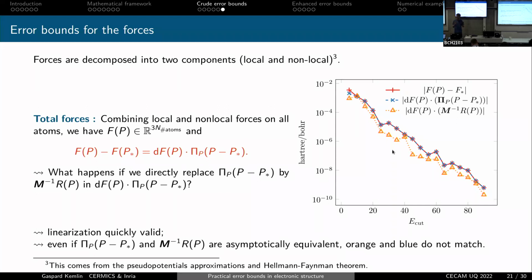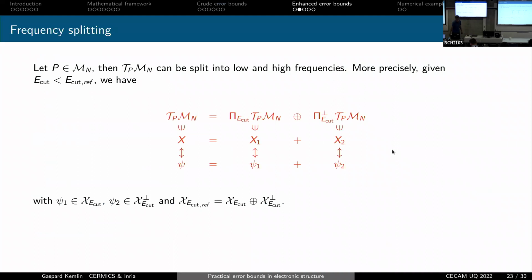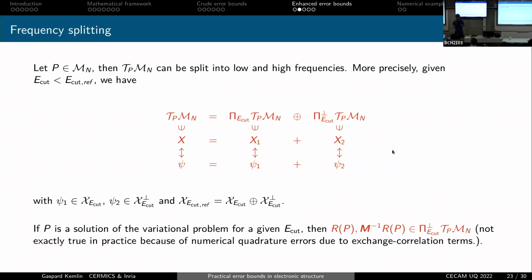And this is where the specificity of plane waves comes in. As we are working with plane waves, we're given some E-cut, we can split the reference space, the big one, between the space of wave functions which have Fourier modes smaller than E-cut, and then its orthogonal, the space of wave functions that have Fourier modes higher than E-cut. So it's kind of a low frequency, high frequency splitting. And if we do that, and we have a solution for the small E-cut space, then we know that the residual will only have components on higher Fourier modes, because the eigenvalue problem will kill all the residual in the small Fourier modes, but it will not touch all the others.